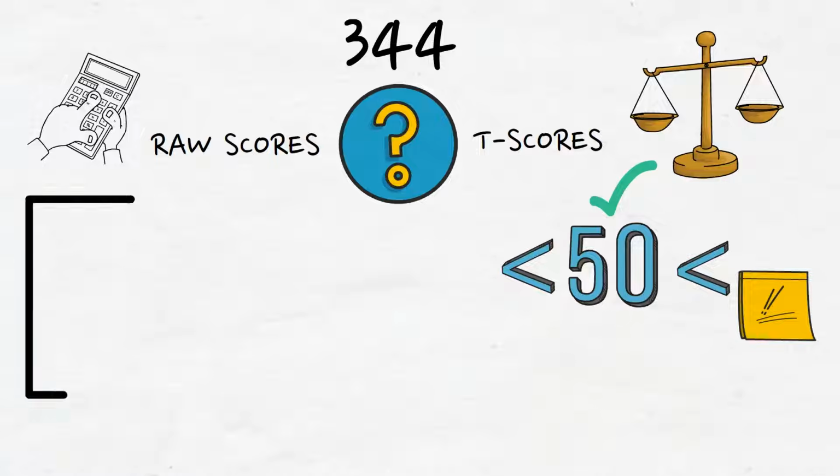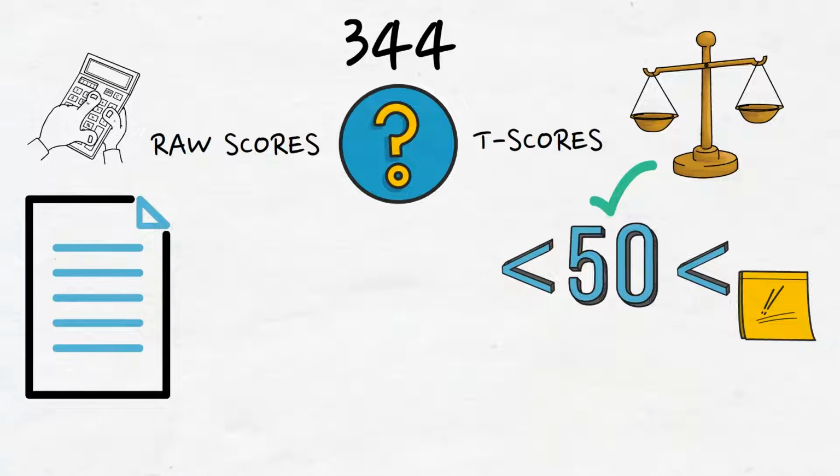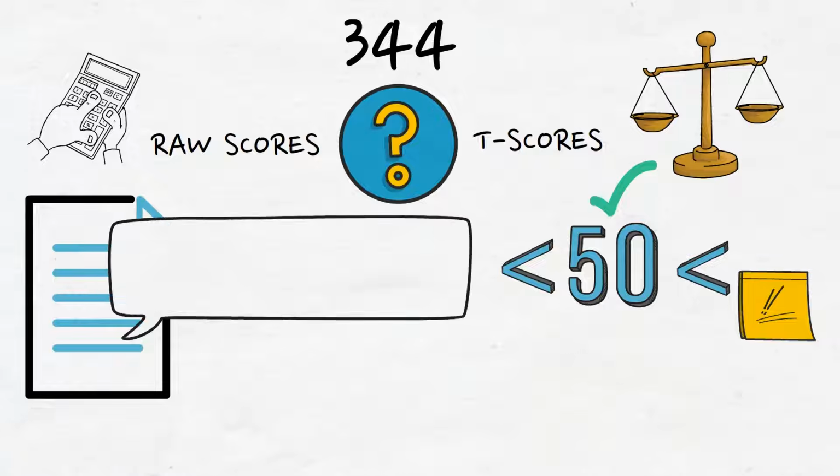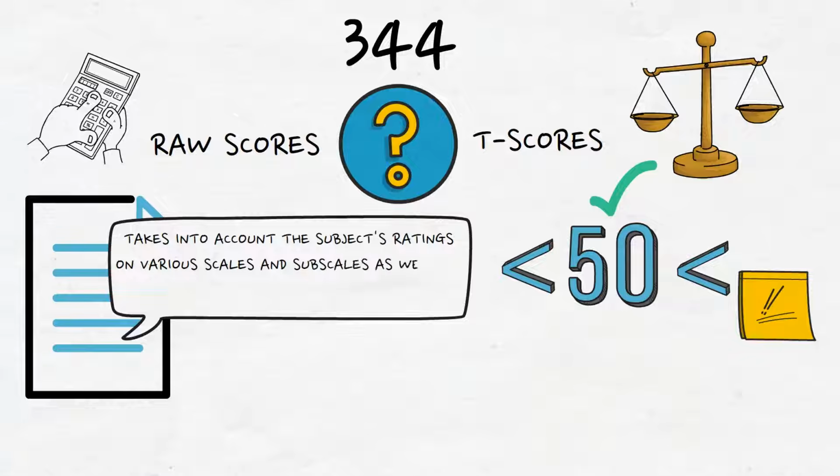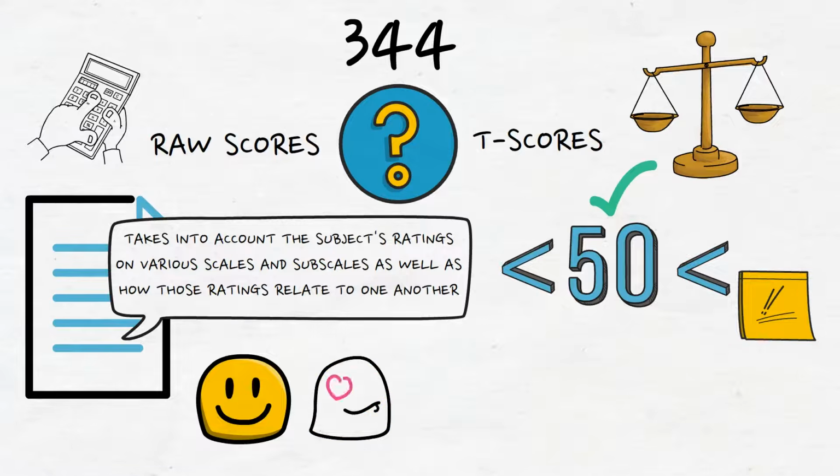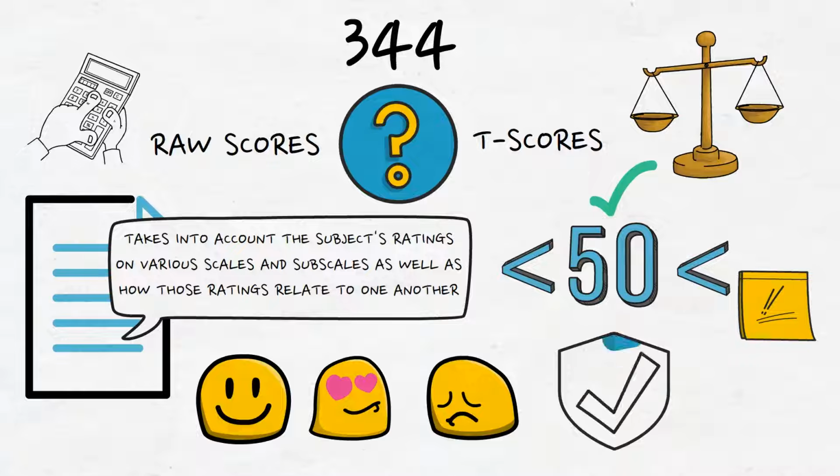The evaluator may also offer a narrative interpretation of the findings in addition to the numerical scores, which takes into account the subject's ratings on various scales and subscales, as well as how those ratings relate to one another. The PAI is generally used to assist psychologists in better understanding a person's personality, emotions, and mental health. But it also includes safeguards to ensure the accuracy and validity of the results.